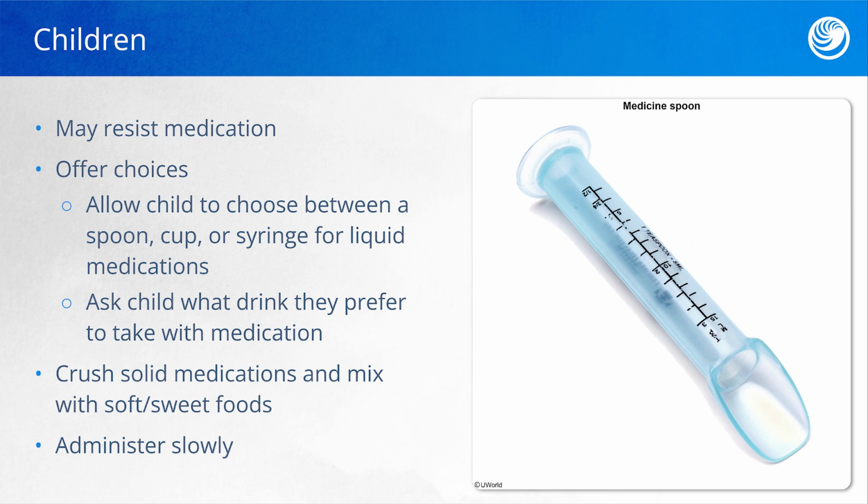Although we have focused on oral syringes to give liquid medications to our infants, as you can see in the image to the right, this is an example of a medication spoon that has measured dosing on it, which can make it easier for the nurse to administer liquid medications to our older children.